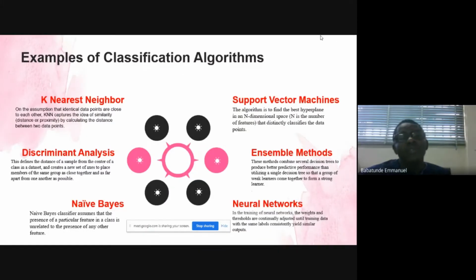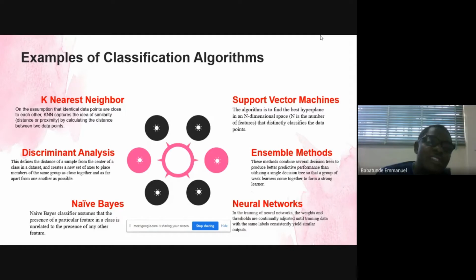Now, our focus in this presentation is going to be on classification, solving classification problems, or what I will call diagnostic classification problems. A lot of algorithms have been developed to solve some of these problems, and I've highlighted some of the examples here, which I will discuss very briefly before we move ahead. One of the examples of classification algorithms is k-nearest neighbor. Another one is discriminant analysis, naive Bayes, support vector machines, ensemble methods, neural networks.